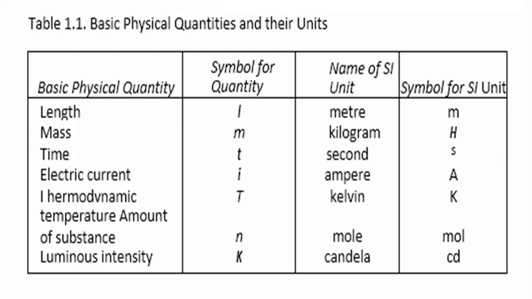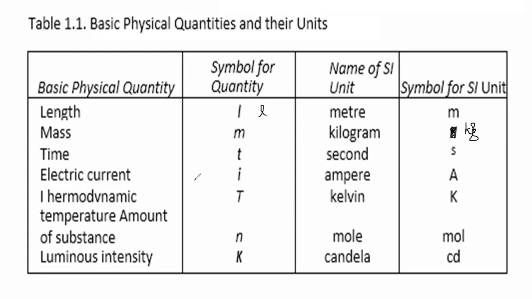Now everything is being mentioned here. Out of these 7 basic units, for length, the symbol for the quantity is small l. The SI unit of length is meter, written as small m. Mass, the symbol for the quantity is m, and the SI unit for mass is kg. This is the symbol for the SI unit. Time, small t, second, abbreviated as s.